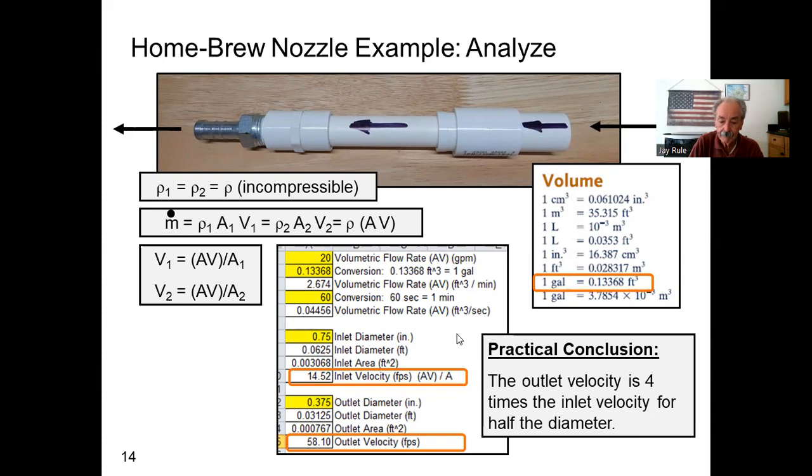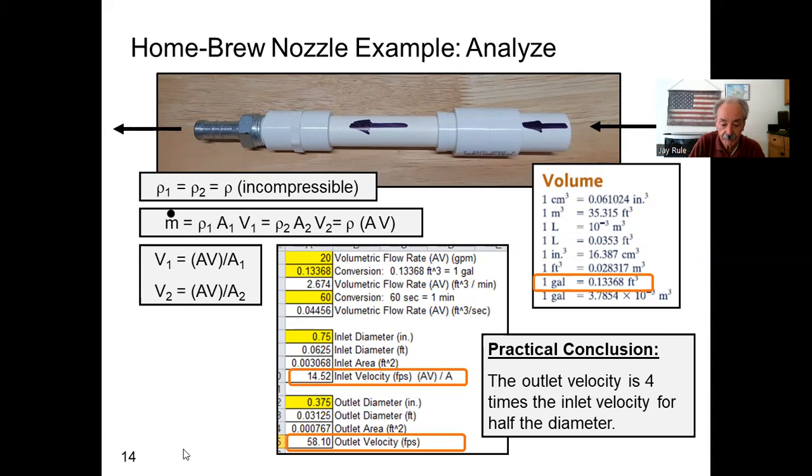All right. Now let's see. I need some areas, inlet outlet areas. Very straightforward to do the math and the units conversion to get the inlet area, pi over 4 d squared, to be 0.003068 square feet. So the inlet velocity, therefore, is the volumetric flow rate divided by the area, or going into our homebrew nozzle, 14.5 feet per second.